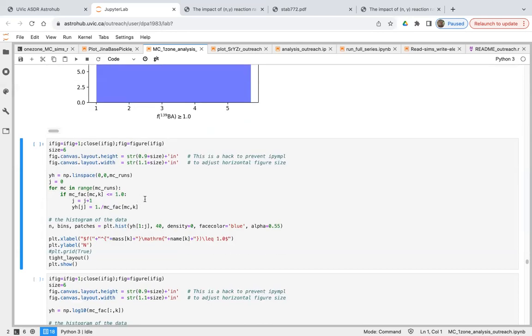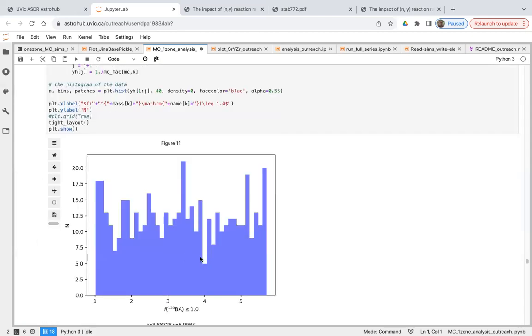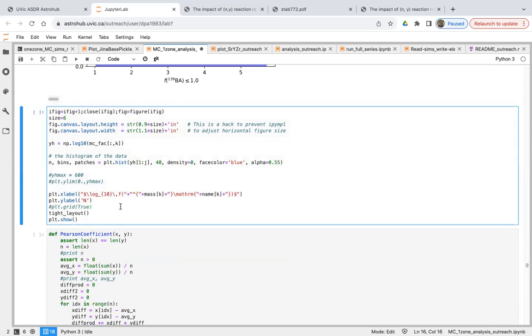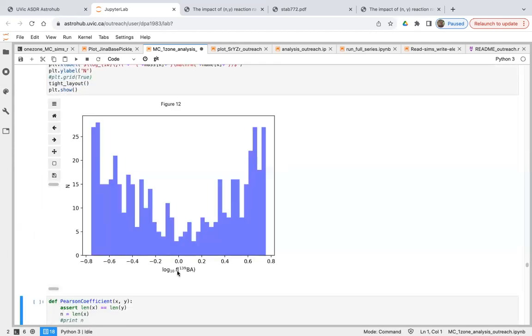So the next cell produces a similar plot, but for multiplication factors that are all smaller than 1 on a linear scale, and the next for all multiplication factors, but in this case on a logarithmic scale. And you can see the distribution of logarithmic factors is not uniform, but this is how it should look from a statistical point of view.